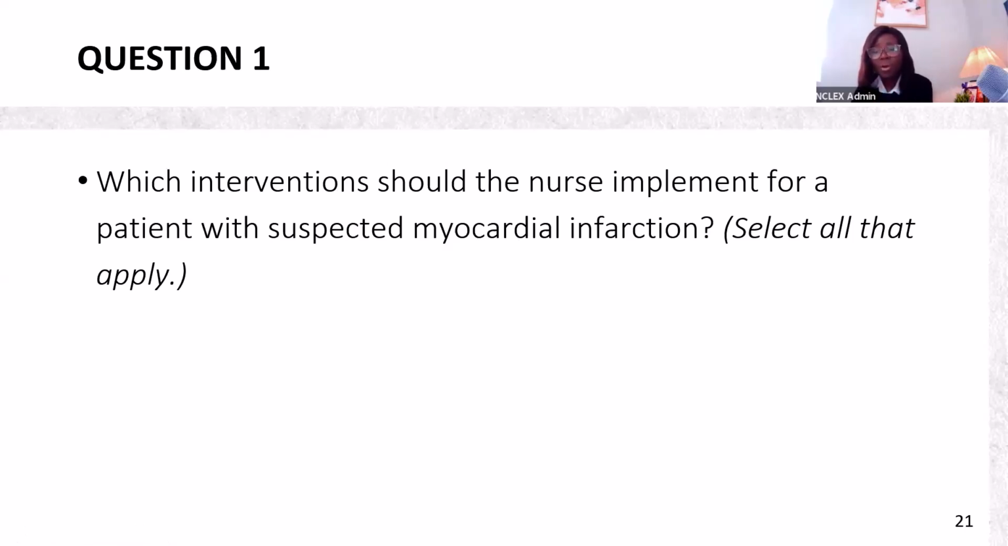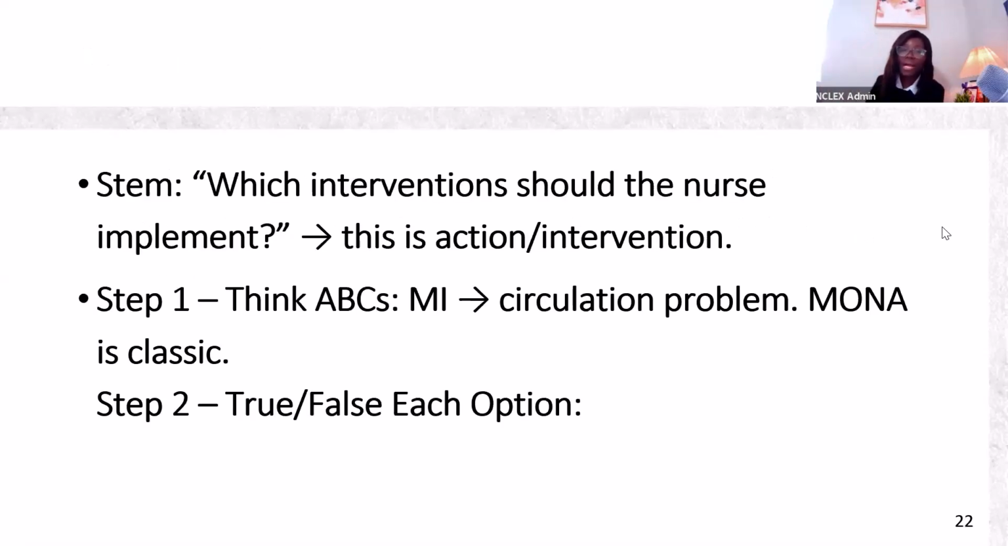So even before you see the options, you read it, you read it again, look out for the keywords and ask yourself, what does this question require of me? This question requires interventions. So think through quickly, what do we do for clients with suspected MI? If you've mastered your content, that's when it will click: MONA, morphine, oxygen, nitrate, and then your aspirin. Do not forget this. Before you even get into the answers, you should have MONA at your fingertips. This is an action or intervention, so you think ABC; MI is a circulatory problem, and then you remember your MONA.